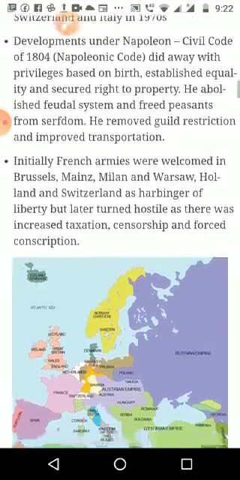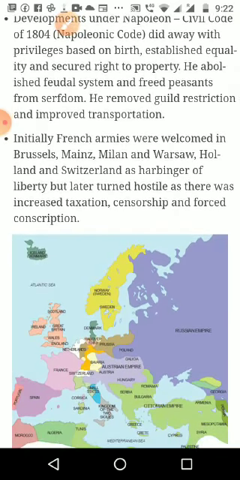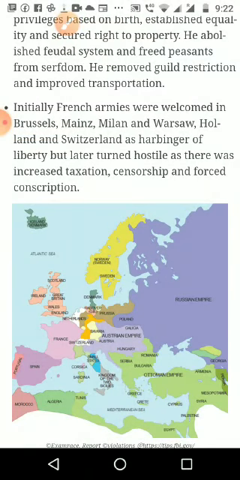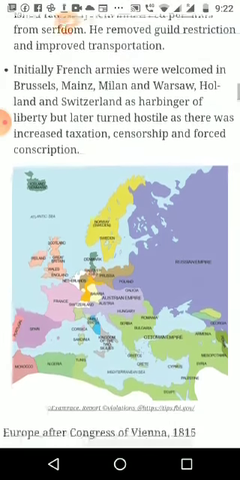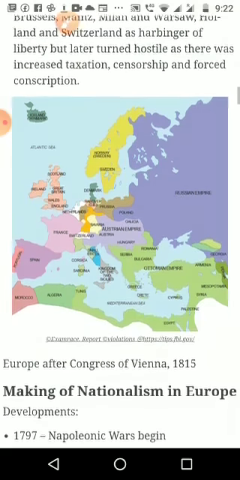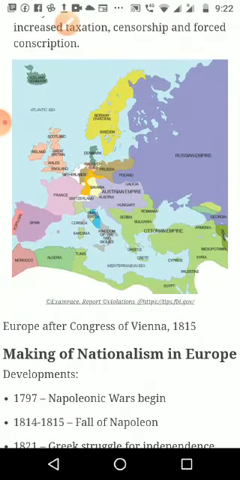Under Napoleon, the Civil Code of 1804, the Napoleonic Code, did away with privileges based on birth, established equality before the law, and secured the right to property. He abolished the feudal system and freed peasants from serfdom. He removed guild restrictions and improved transportation. Initially, French armies were welcomed in Brussels, Mainz, Milan, Warsaw, Holland and Switzerland as harbingers of liberty, but later they turned hostile as there was increased taxation, censorship, and forced conscription.